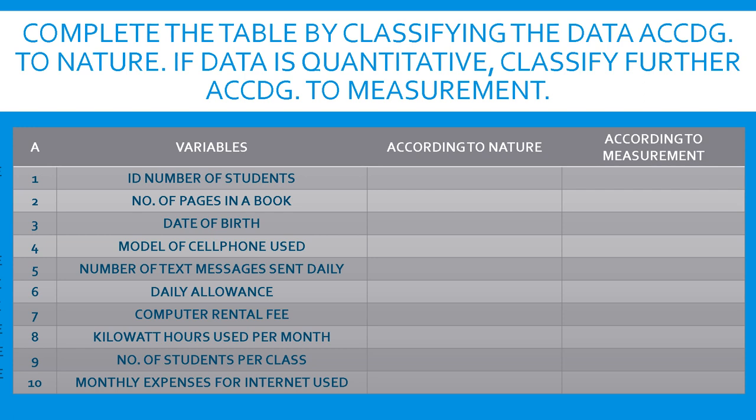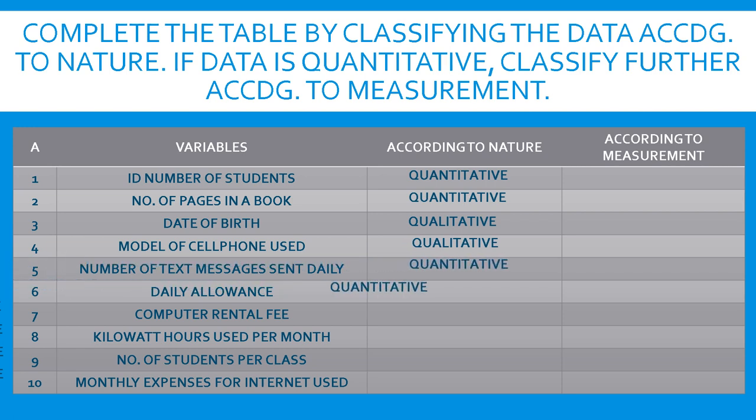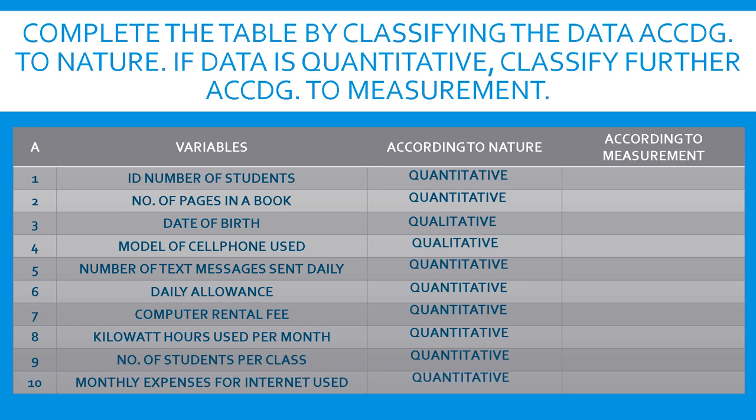So ID number of students, according to nature, is quantitative. Since it's quantitative, let us classify it further according to measurement. Let's go straight through. Number of pages in a book is quantitative. Date of birth is qualitative. Model of cell phone used is qualitative. Number of text, it's quantitative. Daily allowance, quantitative. Computer rental fee, that's quantitative. Kilowatt hour used per month, quantitative. Number of students per class, quantitative. Monthly expenses in internet use, it's quantitative.